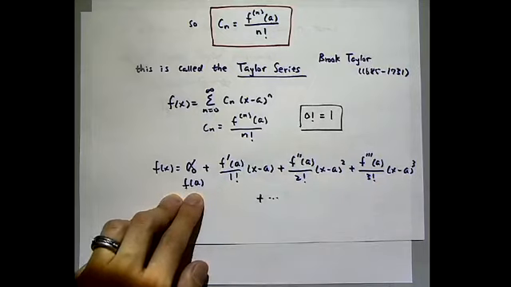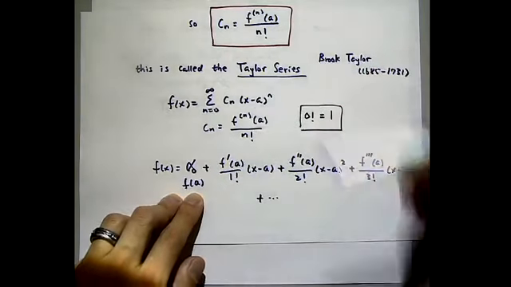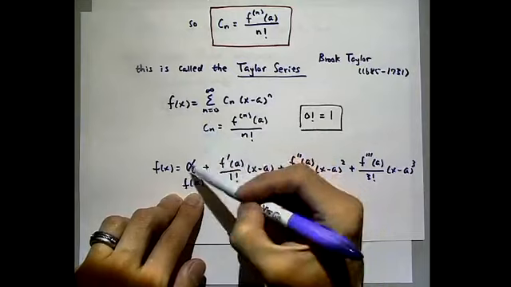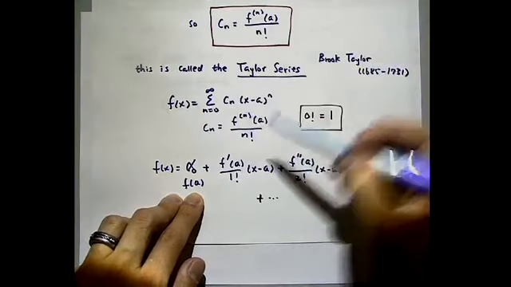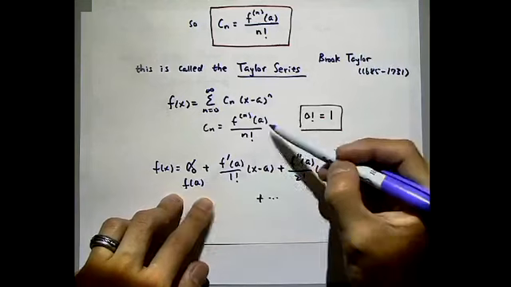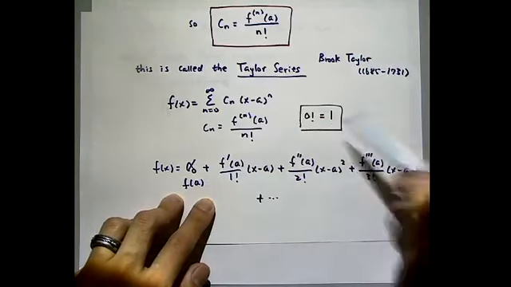Just f of a, right? It's the zeroth derivative, it's a function itself. So C0 would be f zeroth derivative, which is the function itself, f at a, over 0 factorial, that's a 1.